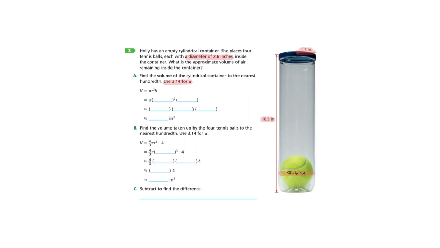They give you the formulas here for the volume of the cylinder, and then again for the volume of the spheres. And so then what you'll have to do is subtract. Once you get this answer and this answer, you'll subtract to find the difference between the volume that's taken up by the 4 tennis balls and the volume of the whole container of the cylinder. So work on that on your own. I'm positive that you can do that without me filling in the blanks for you.